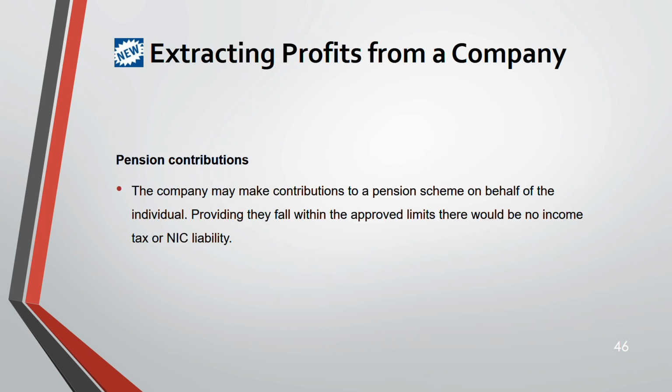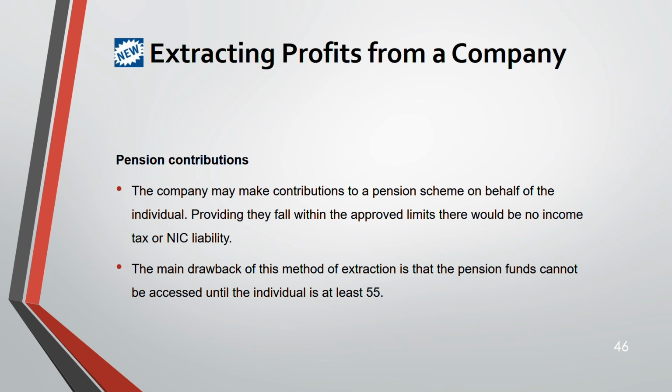Next, pension contribution. A company can make a contribution to a pension scheme on behalf of the individual, providing they fall within the approved limits, and there would be no income tax or NIC liability. The main drawback of this method of extraction is what? Pension fund you cannot access until you reach 55 years of age.